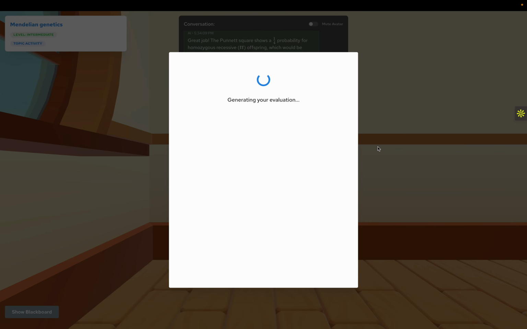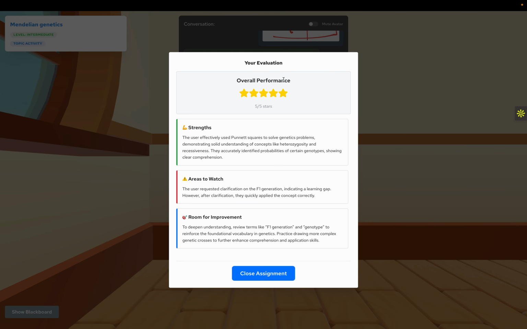Get our evaluation. My teacher's going to get this, so 5 out of 5, perfect. The only area to watch: the user didn't know what an F1 generation meant, indicating a learning gap. So yeah, that's pretty reasonable.